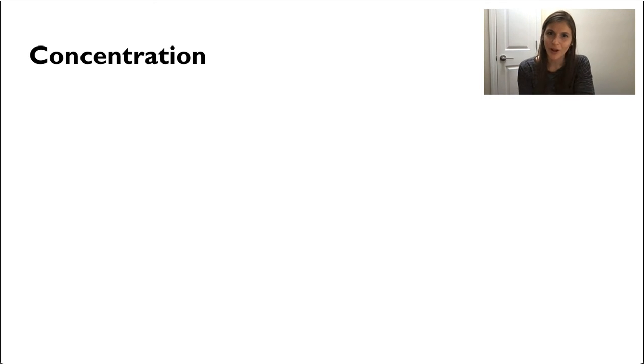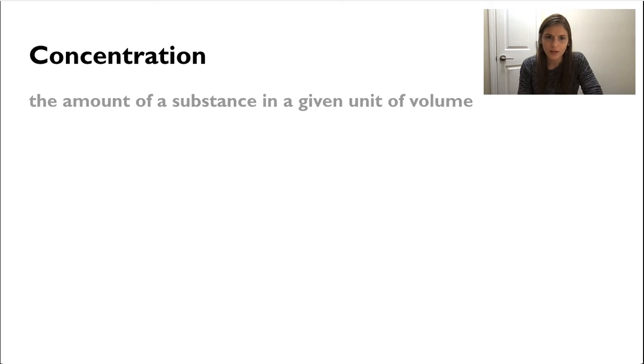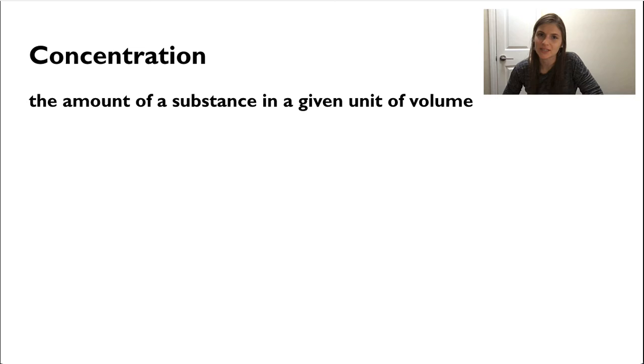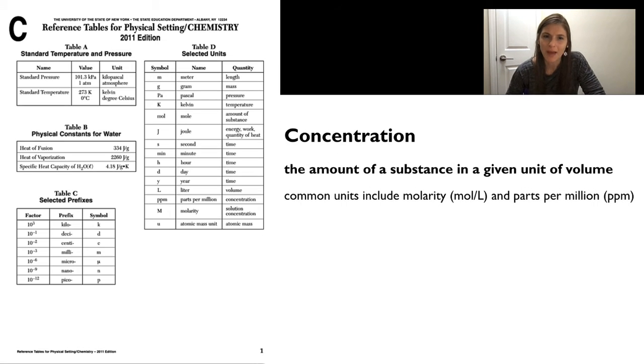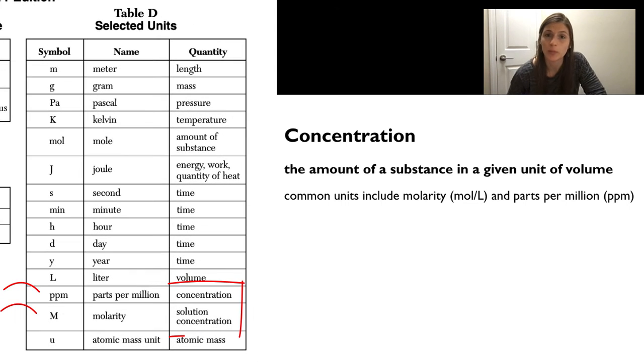First, we'll talk about concentration. Concentration is describing the amount of a substance in a given unit of volume. It's often measured in molarity. You see that on the reference table as moles per liter, or parts per million, ppm, also found on your reference table.